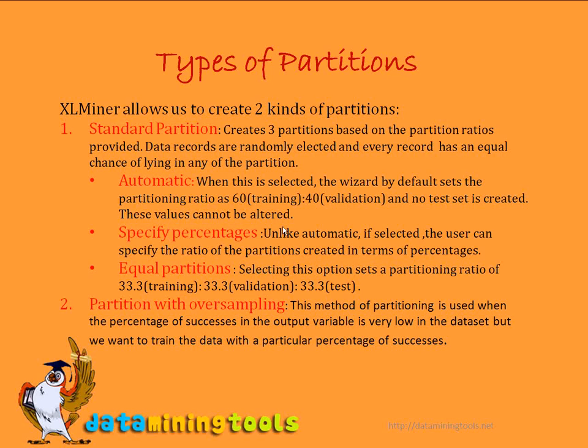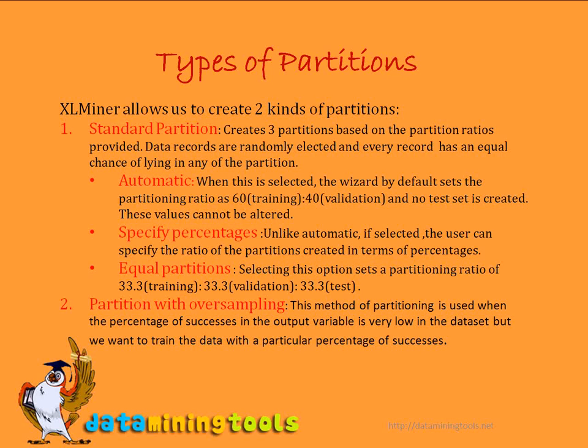We also have the specify percentages option, where, unlike automatic, the user can specify the ratio of the partitions created in terms of percentages. We also have the equal partitions option. Selecting this option sets a partitioning ratio of 33.3% each for the training, validation and test sets.